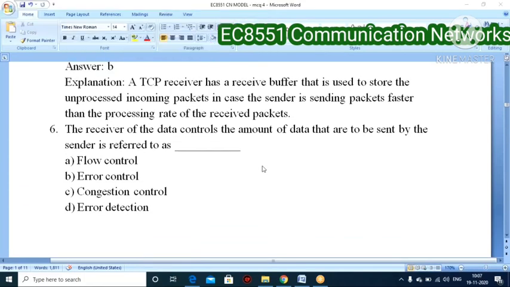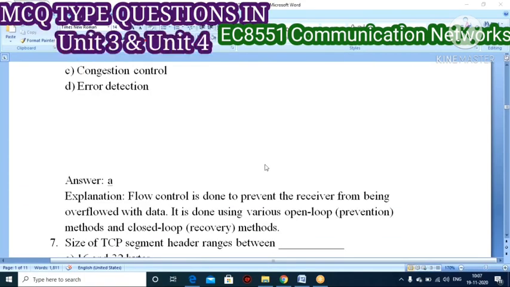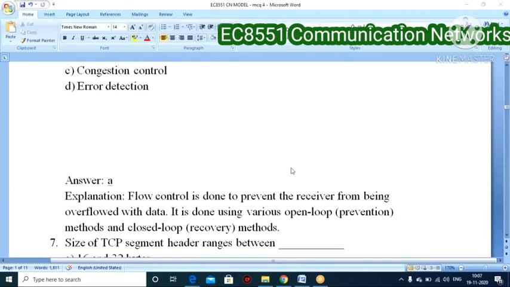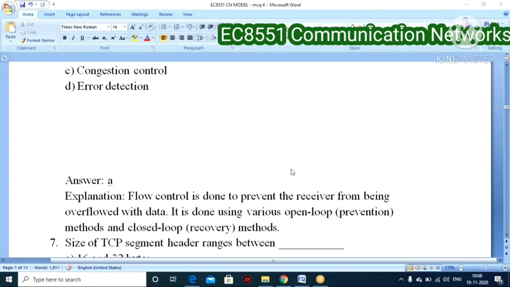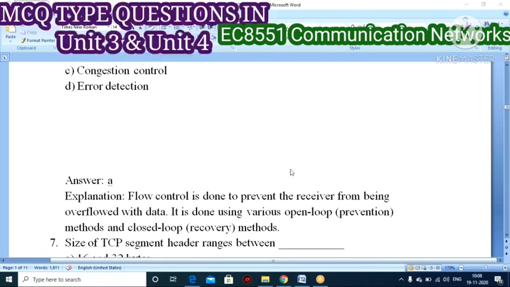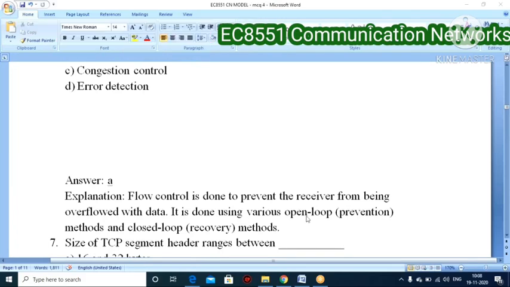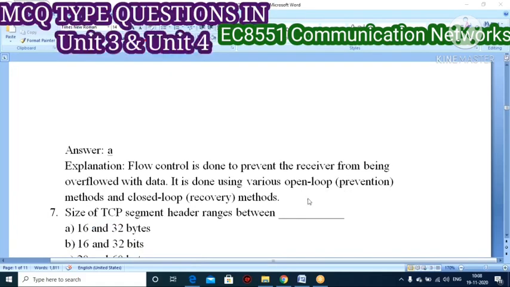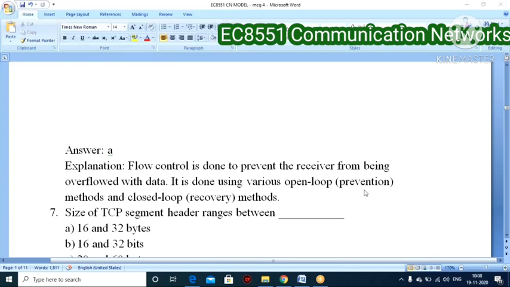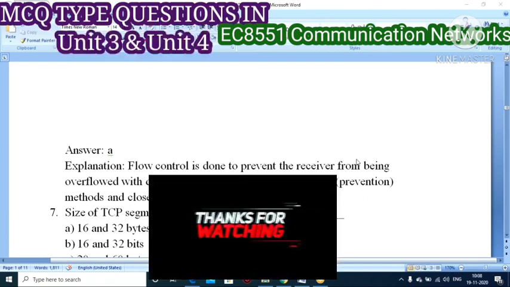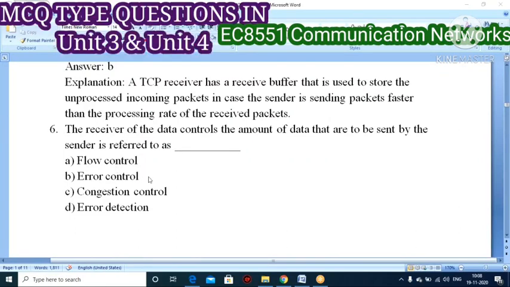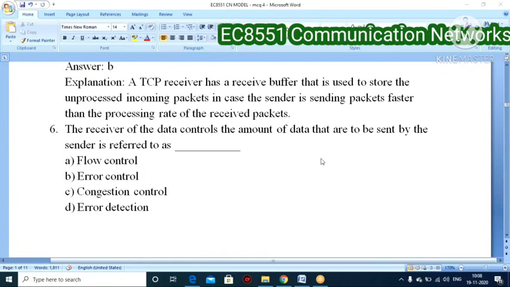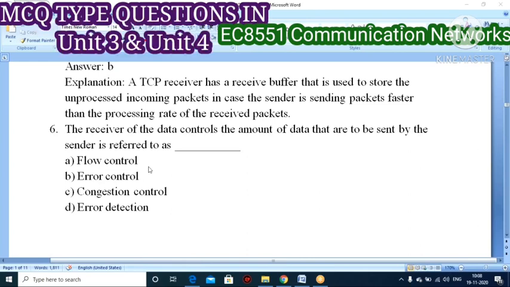Okay, let's check the answer. Flow control. Flow control is done to prevent the receiver from being overflowed with data. It is done using various methods: open loop is the prevention method, and closed loop is the recovery method. So flow control controls the amount of data that is to be sent. Flow control is the correct one.